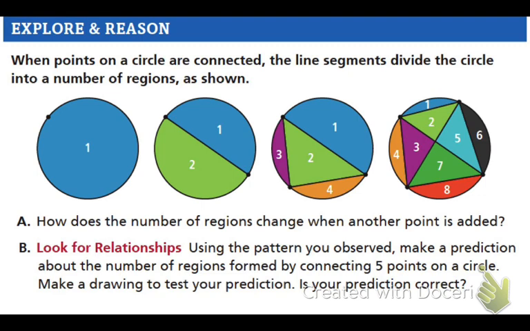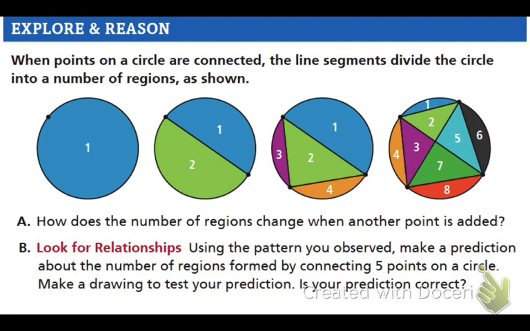When I have one segment, how many regions do I have? Two. When I have three segments, how many regions do I have? Four. And then I have how many segments here? 1, 2, 3, 4, 5, 6, 7. I have 8 regions. So how does the number of regions change when there's another point added? It goes up one. There's 2 with 1. There's 4 with 3. There's 8 with 4 points.